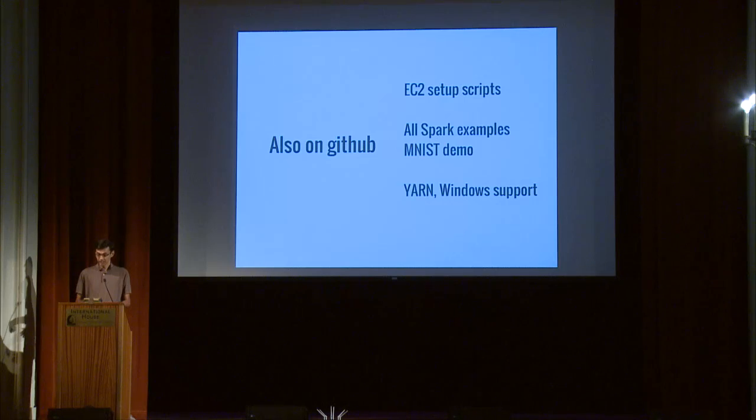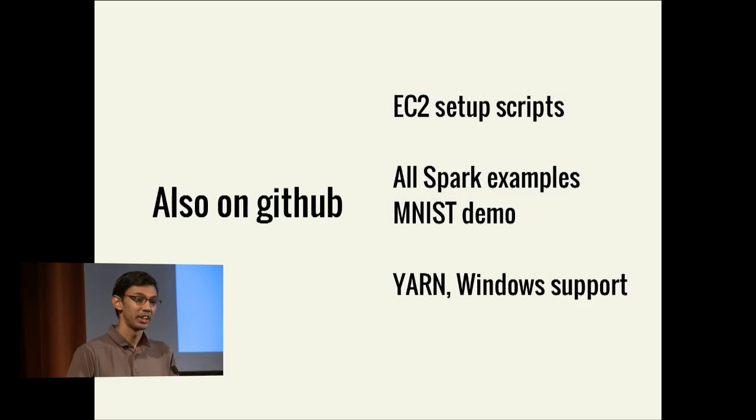There are many other things available on our GitHub repository. These include scripts that can help you set this up on EC2. We also have implementations of all of the Spark examples, like k-means, logistic regression, word count, all implemented using SparkR. And for the MNIST demo that you just saw, there's code and data available for you to run and try out as well. Finally, more recently, we added support for running SparkR in Yarn client mode, and also for you to compile it and run it on your Windows boxes. These are a couple of new features that we added recently.